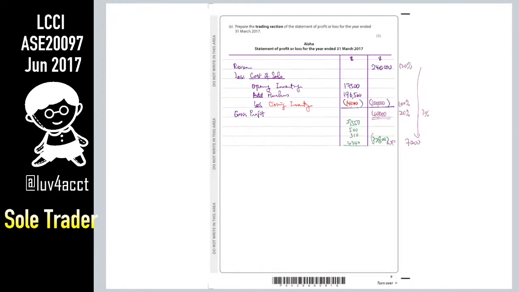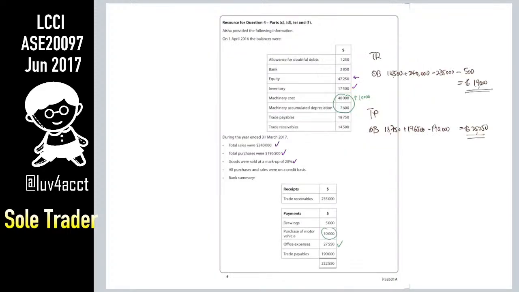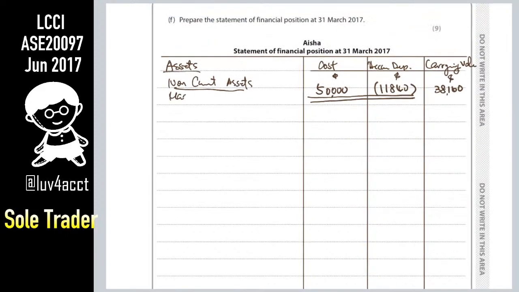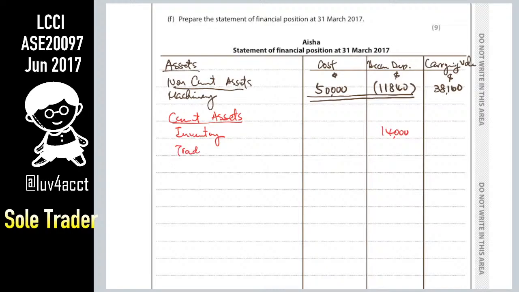What is the name of the asset given? It is machinery. Okay, so next we have current assets, inventory 14,000, trade receivables less allowance for doubtful debt.